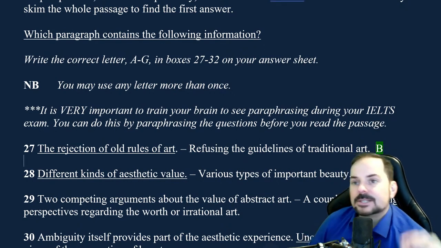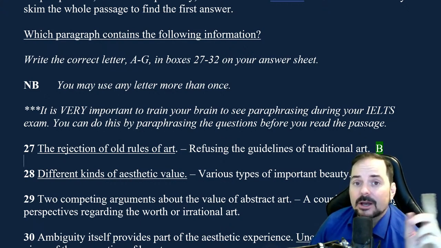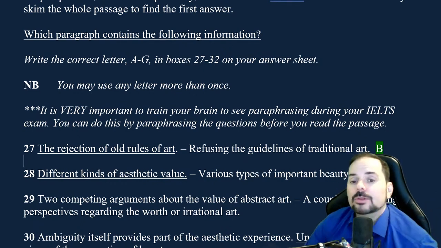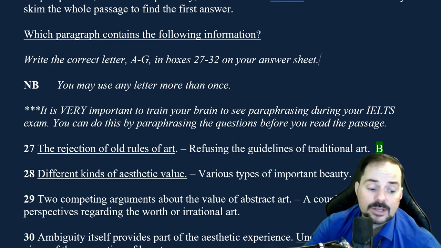Now, this strategy or this technique of summarizing each paragraph with a simple sentence is so effective that I even recommend students to actually do it on the real exam, not just in your head, but you may actually want to do this on your note paper. Okay? Everybody following me?